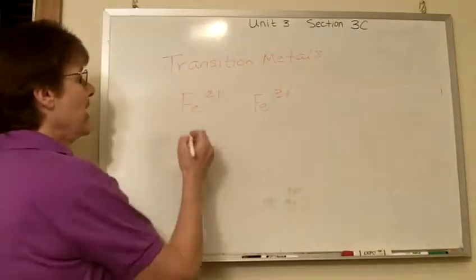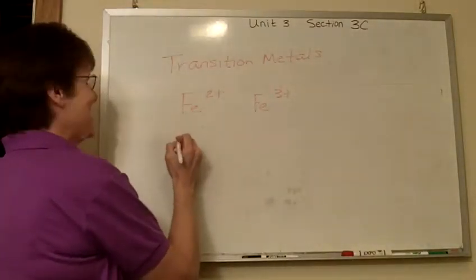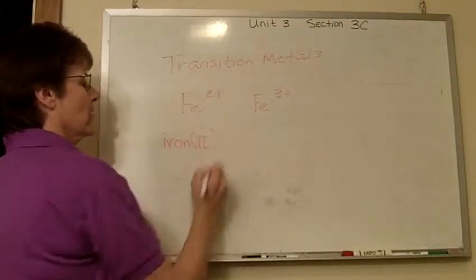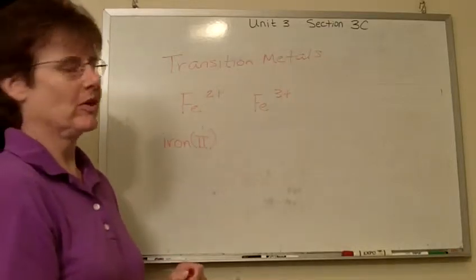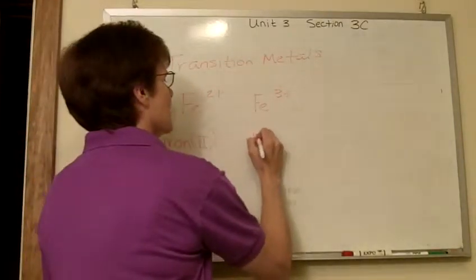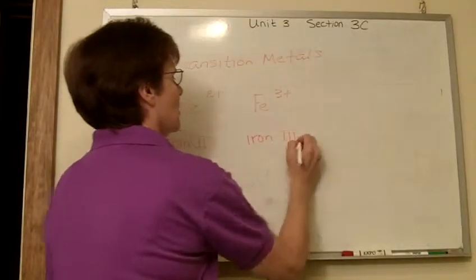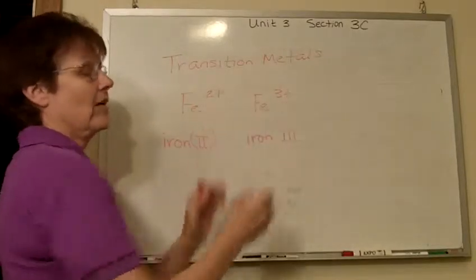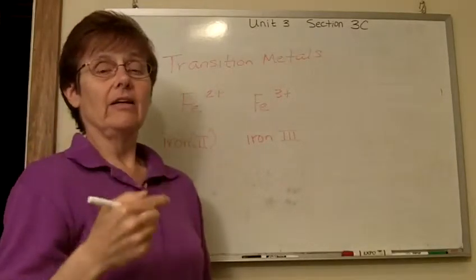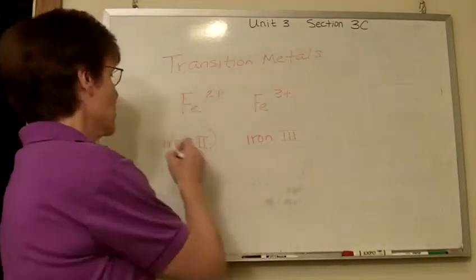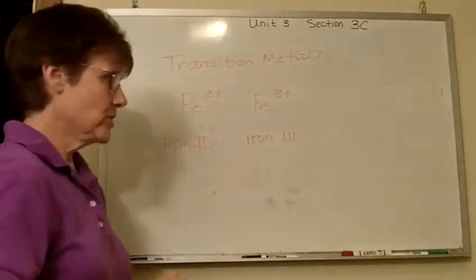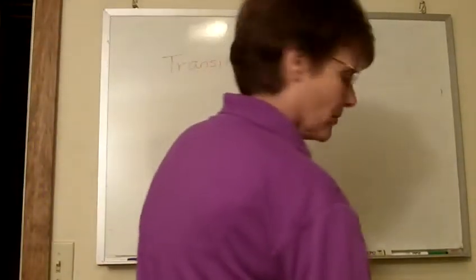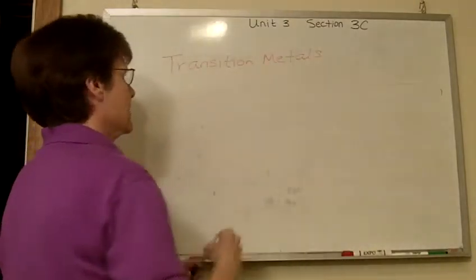So we designate that with a Roman numeral. So if we were to write the name of this ion, it would be iron 2. Sometimes that's put in parentheses, sometimes not. I don't really care if you put it in parentheses or not. And this is iron 3. So this is the name of that ion, and this is the name of that ion. And so when I use that in a compound, I have to use this whole name. So let's try a few examples.